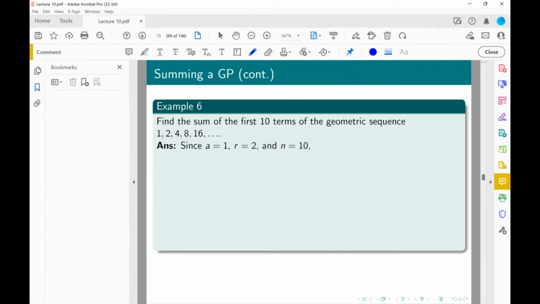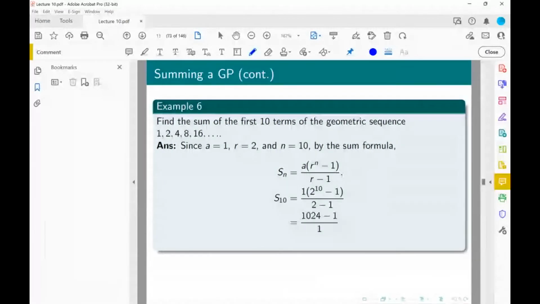So since A is 1, R is 2, n is 10, by the sum formula, we can express Sn as this term and simply substitute the values in. So S10 would be 1 times 2 to the 10 minus 1 all over 2 minus 1. And that simplifies as 1024 minus 1 because that's 2 to the 10. The bottom is simply 1. So that gives us 1023 at the end of the day. So sort of a funny pattern that this actually ends up being 1 less than a power of 2.